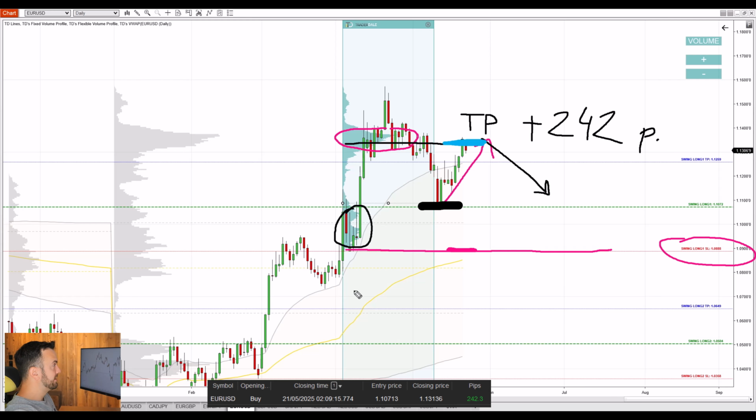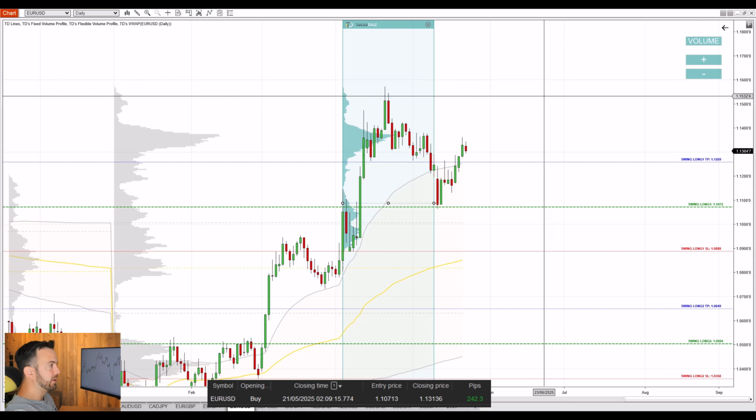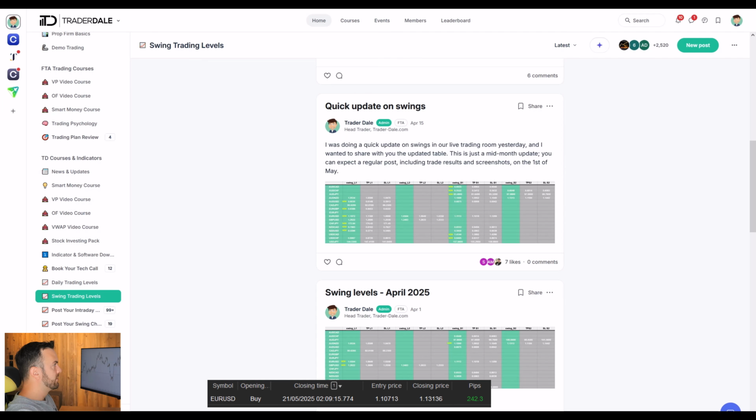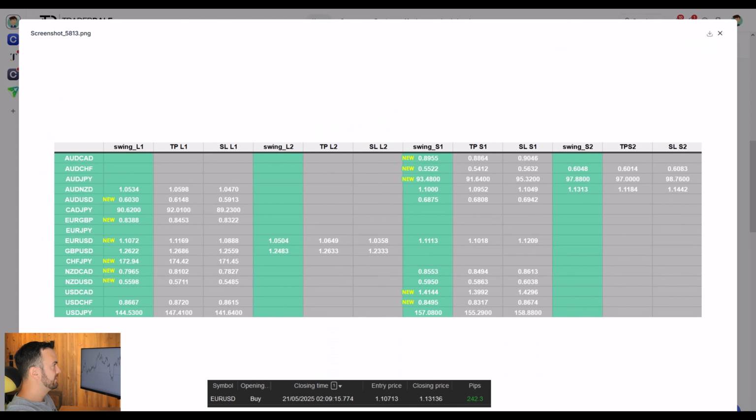Now, I published this level for members of my trading course around a month ago. Let me show you. So this is our back end, this is where we meet, this is the swing trading category, and right here, this is the table which I posted, and that level on the euro is this one, 1.1072, that's the long. Everybody who's our member could have traded this one with me.